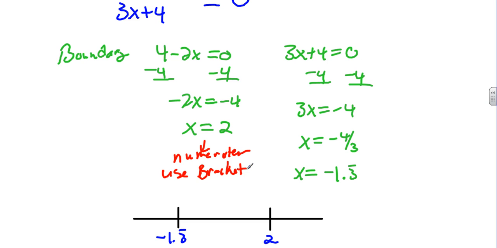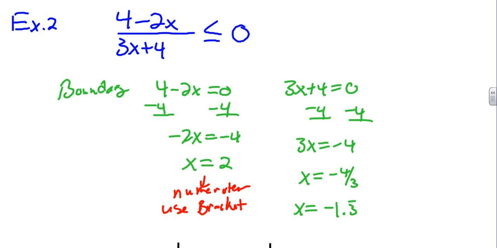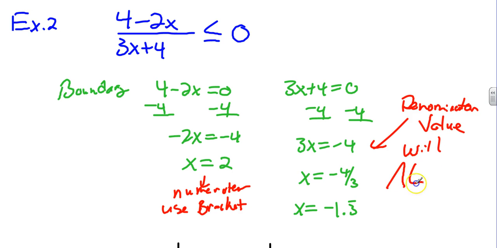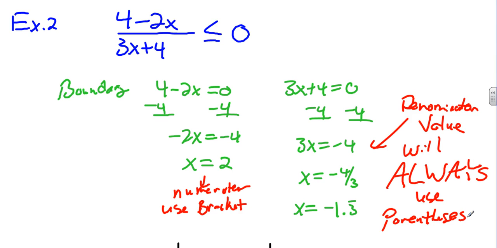Anytime you do the denominator, doesn't matter if it's got the less than or equal to, greater than or equal to, or if it's just less than or greater than. Anytime you use something out of the denominator, it's always going to use parentheses. Because it goes back to the domain question that you cannot have anything in the denominator equal to 0 because it makes it undefined. So for that one, no matter what this sign is when you're working through this inequality, the denominator will always use parentheses.